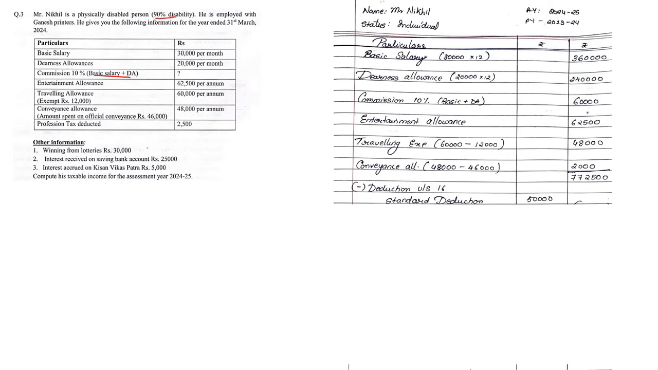7,72,500. In deduction, 2 deductions are there. Standard deduction 50,000 and professional tax 2,500. In the outer column, when you take it and we subtract, we get 7,20,000 as income from salary. That's the first part of the sum. You all can go through it once.